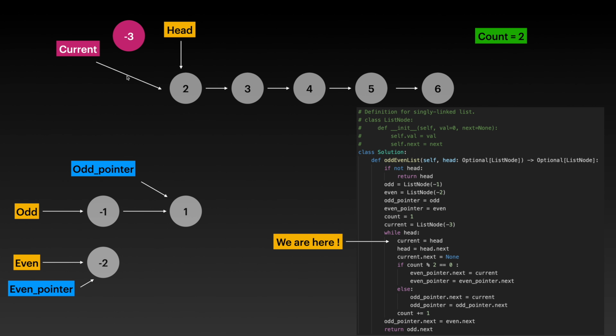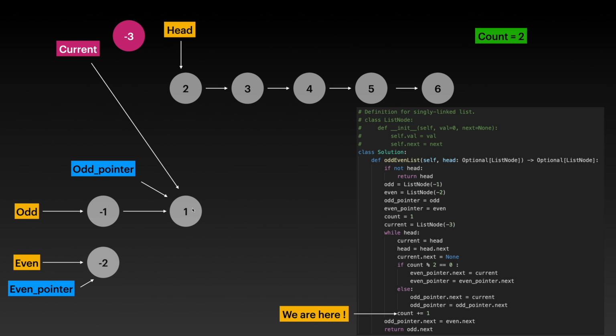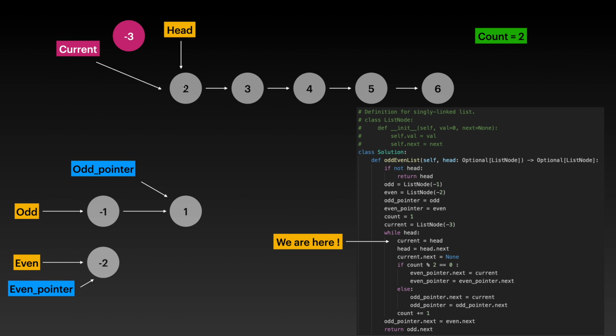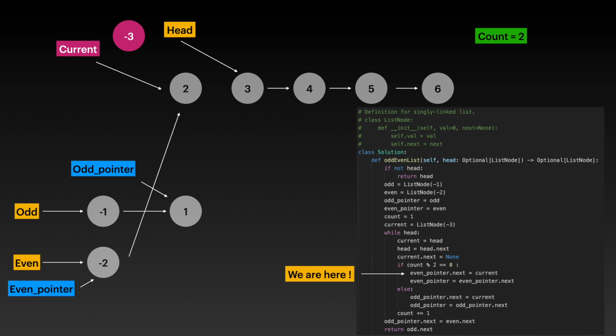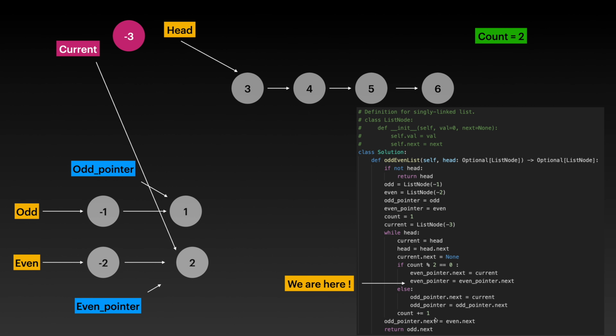Current is now pointing to head. Before, current was pointing to here. Now current is pointing here, and then we will be moving our head to head.next, and that's what's going on here. And then we sever this link, and then we create a link from here to here, and that's done by this. And then we have even_pointer equals even_pointer.next. We just basically move the even pointer, which was pointing to here. And then we increment our count variable by 1, so count is now 3.